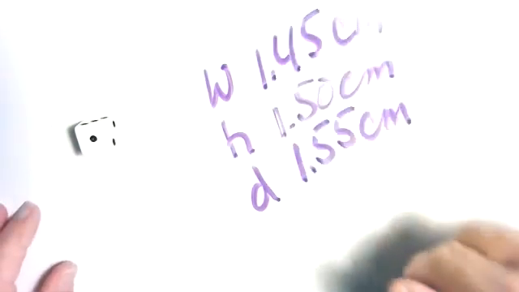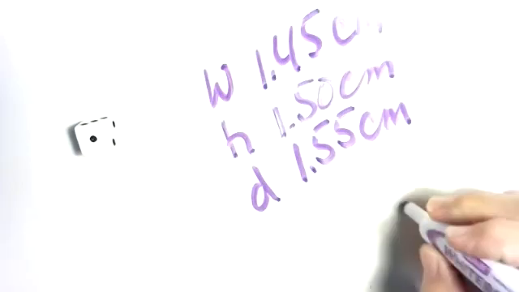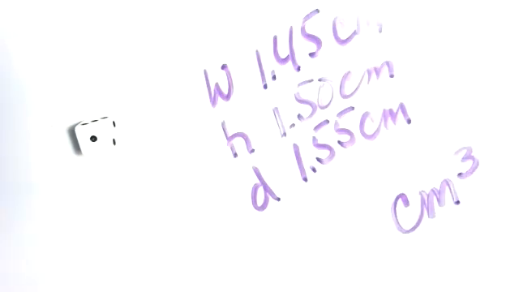So these are our measurements for the dice. You can calculate the volume by multiplying these, and your answer should be in centimeters cubed. Centimeters cubed is also a way of saying milliliters or cubic centimeters, cc's, and that's used in injections, if you've ever had an injection. Okay?